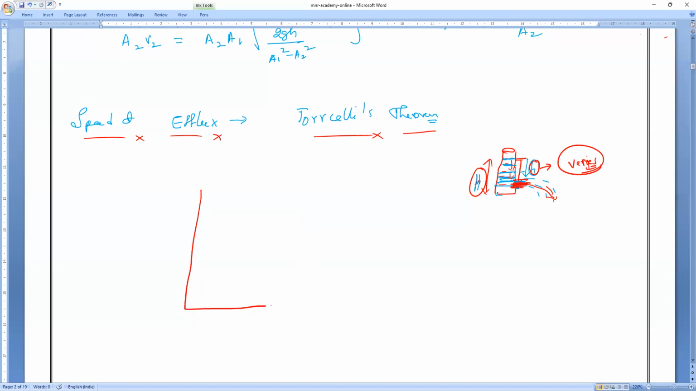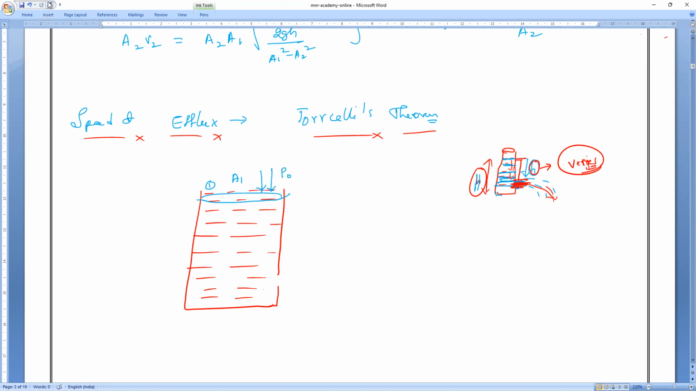I'm drawing a small container which is fully filled with the liquid, whose area of cross section is A1. This is surface 1. Now it is experiencing some pressure. Can you tell me what that pressure is? Atmospheric pressure. Now we make a very minute hole at a certain height, where the area of cross section is A2. This is point number 2.